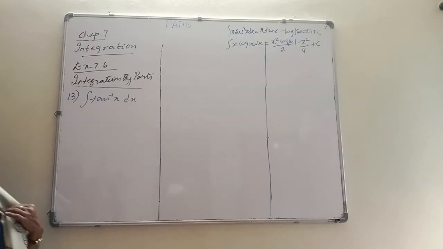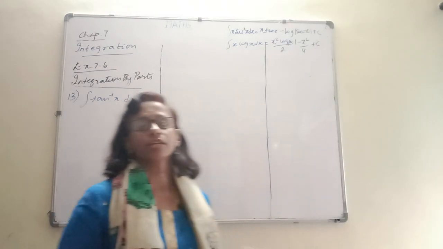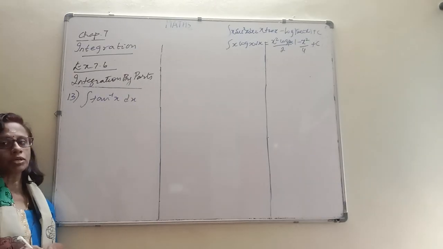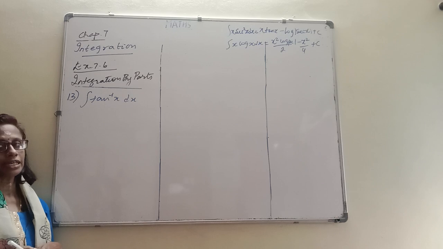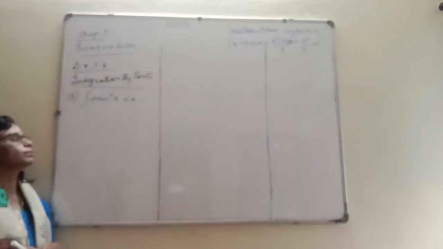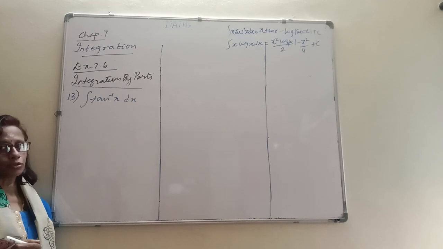Now we are into the 13th problem, which says integral of tan inverse x dx. It's very clear to us that there is only a single function, so it may not be convenient for us to work with this single function tan inverse x. So probably we can make a substitution, and that way we can start doing our work.